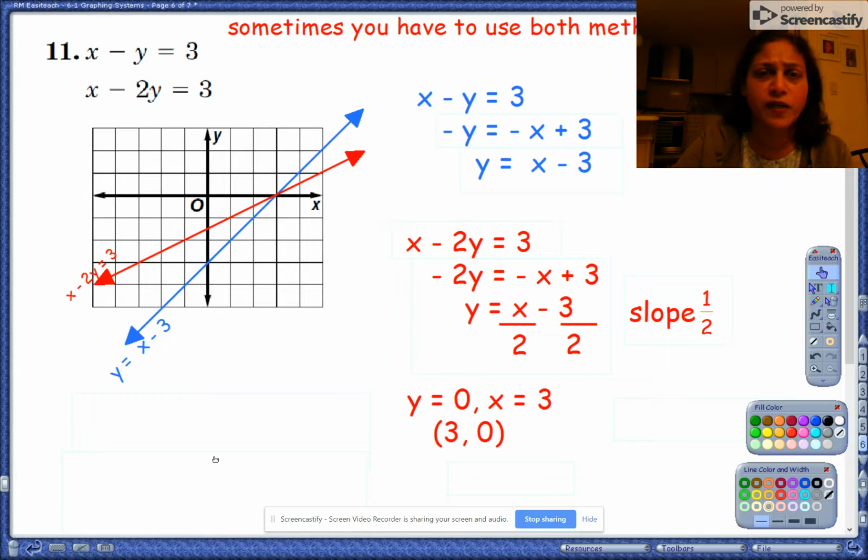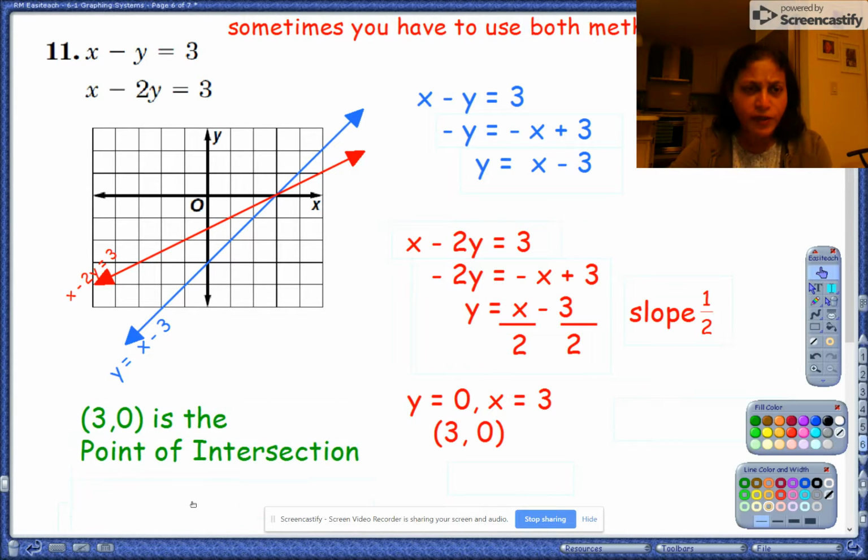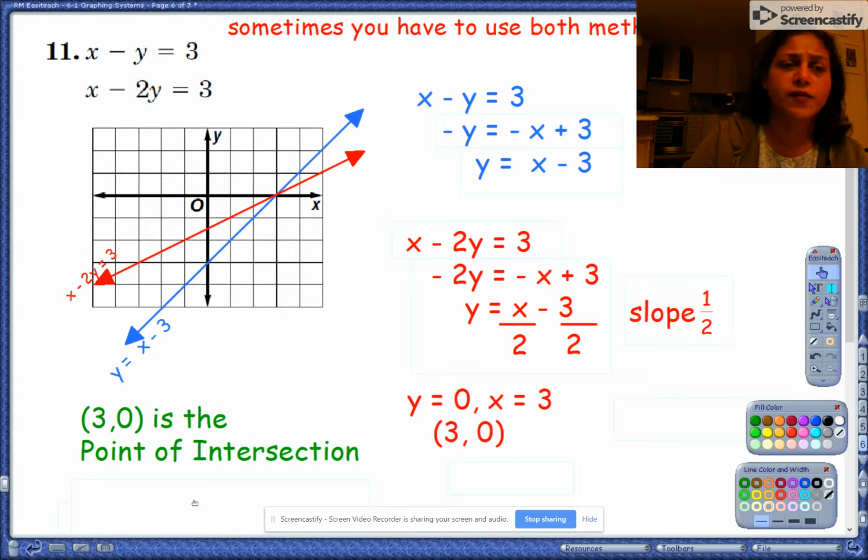Remember to graph, label, and it turns out that the point of intersection for this one is 3, comma 0.